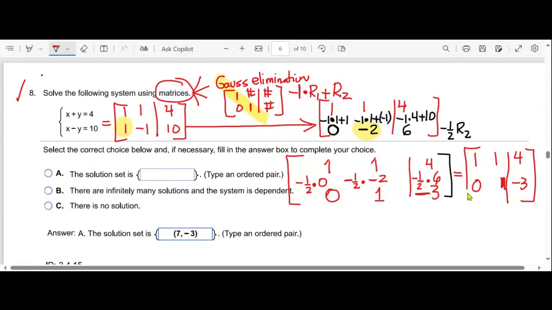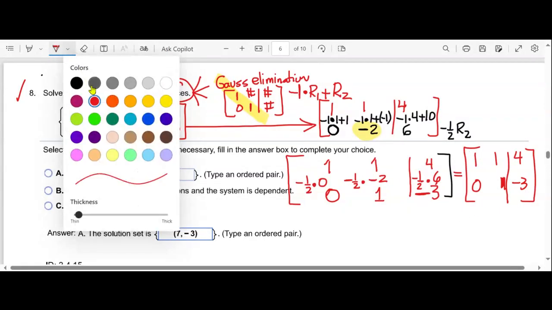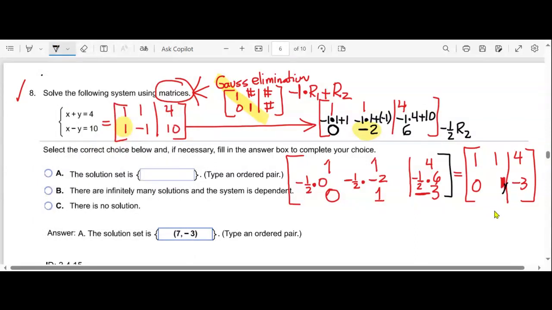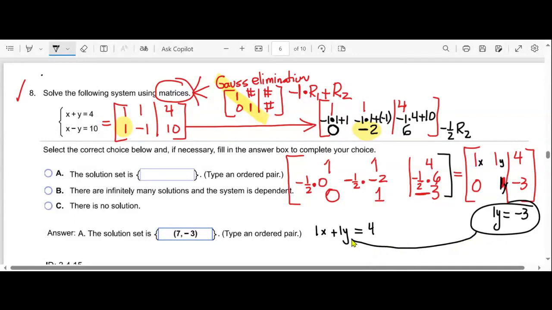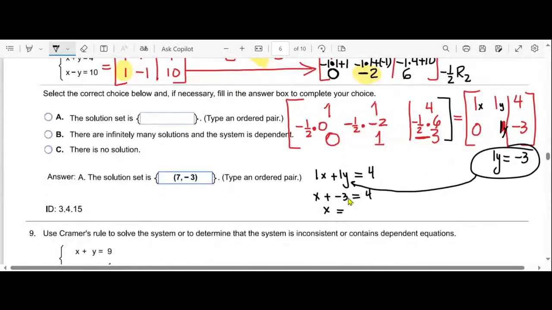That's your matrix. Now, who can tell me how much is y? This is representing y. So 1y equals -3. So y is -3. What about the top? This is x and this is y. So 1x plus 1y equals 4. I replace y by -3, so x equals 7.